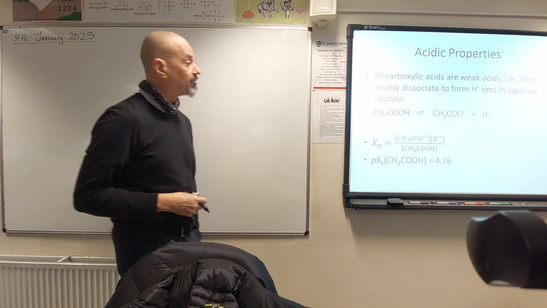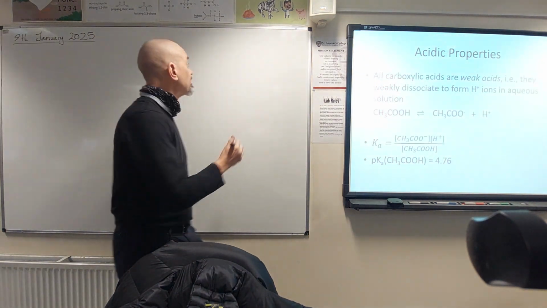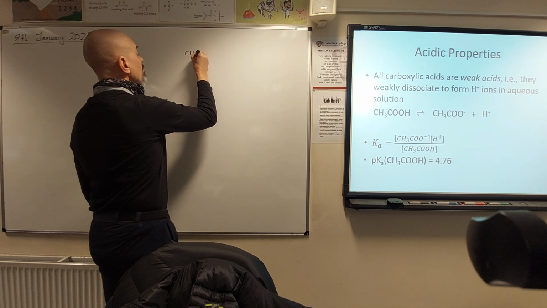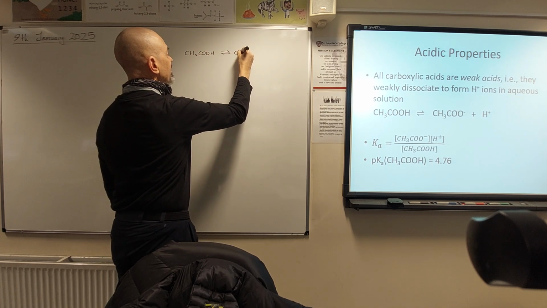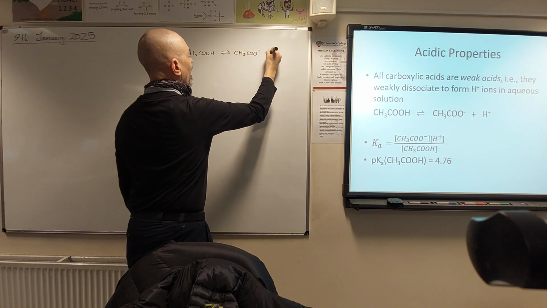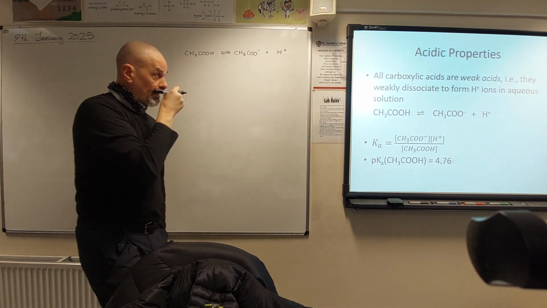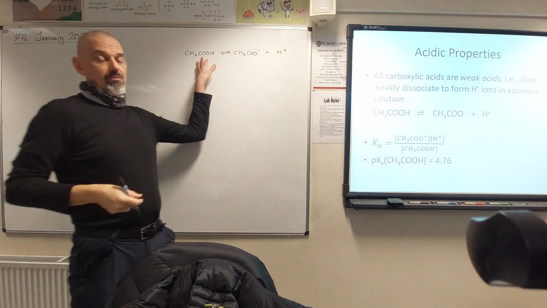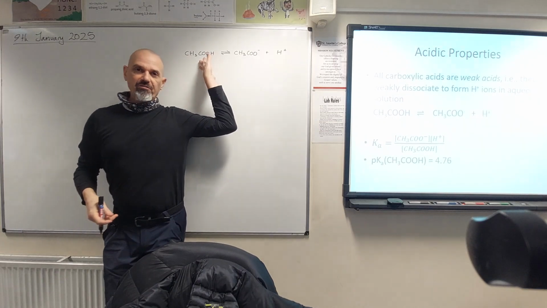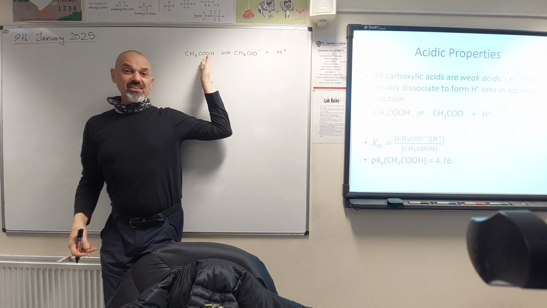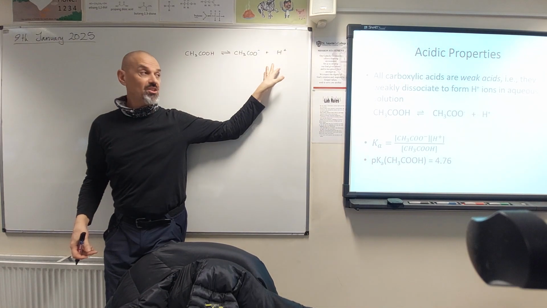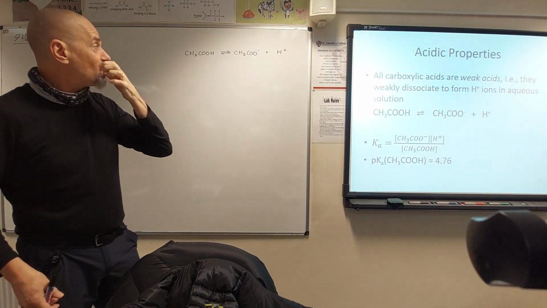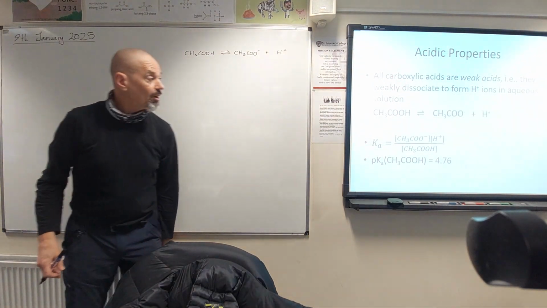We mentioned, of course, that acids are acidic, and so they dissociate. Remember that a weak acid weakly dissociates into ions. So 99% of ethanoic acid stays as ethanoic acid molecules, and only about 1% of it dissociates at any one time. So we've got a weak acid. All the organic acids are weak acids.